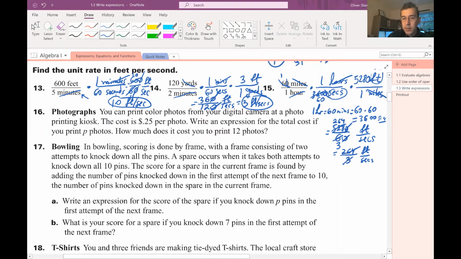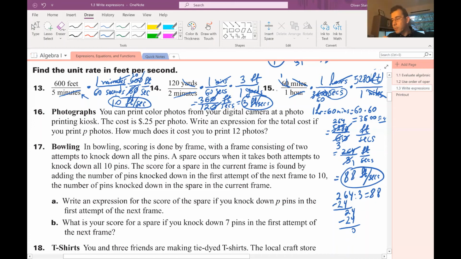So this is 1, and then 264 divided by 3 is what? 80? 5, 6, 7, 8. I believe 88. Let's figure it out. So 264 divided by 3. 2 cannot be divided by 3. 26 divided by 3 is 8. 3 times 8 is 24. Minus, this is 2, 4. 24 divided by 3 is 8. 3 times 8 is 24. No remainder, so 88. So this is 88 feet per second, and that's the answer for number 15.